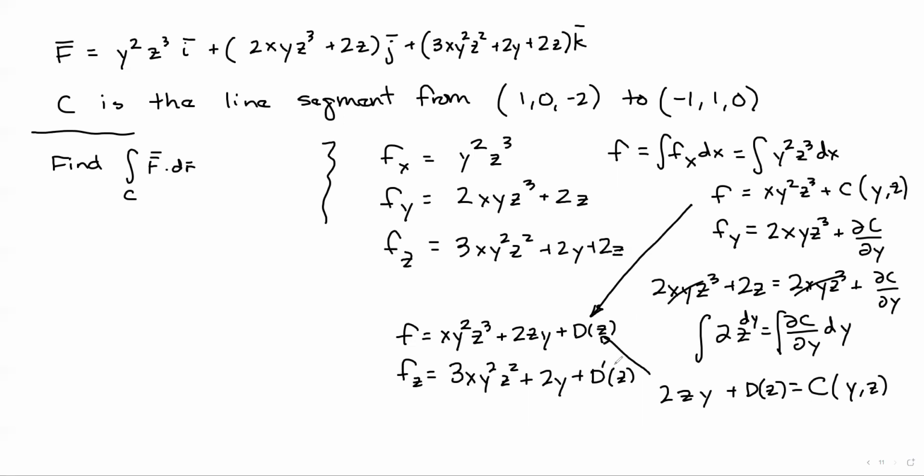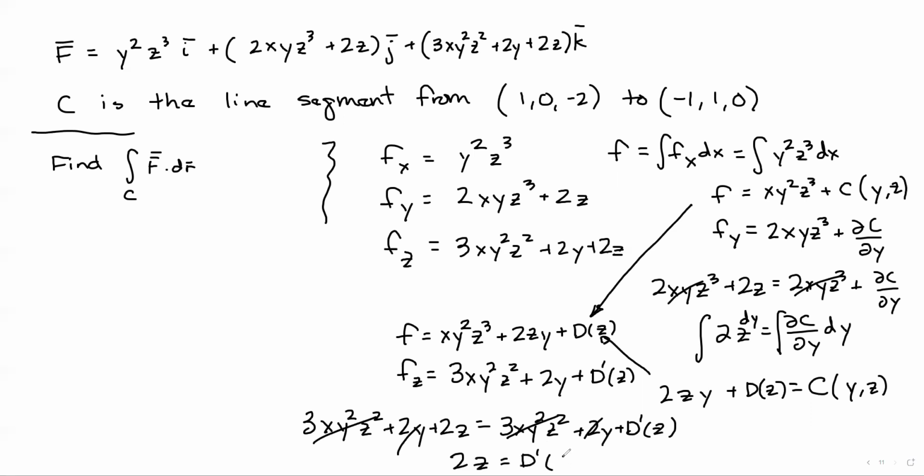It's the same variable, and so you can just use a prime. All right, and so that's our definition for partial of Z that came from going through and unpeeling stuff, and we need to compare it with the actual partial of F with respect to Z. So if you go through and set those equal, we get 3xy squared z squared plus 2y plus 2z equals 3xy squared z squared plus 2y plus d prime of z. All right, and then look at that. This cancels, this cancels, and you get 2z equals d prime of z.